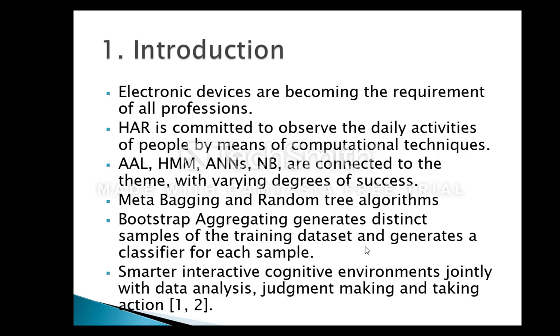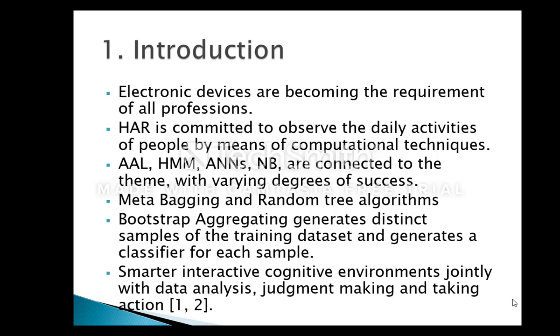So here is the introduction. Electronic devices are becoming the requirement for all professions. Human activity recognition is a challenging task. The human activities are identified using the data collected from a smartphone. Here in this work, we explore human activity recognition as a classification problem. Each motion characterized by sensor data from a smartphone is categorized using a preset of activities. The report critically reviews the existing solutions for the human activity recognition problem and highlights their limitations.